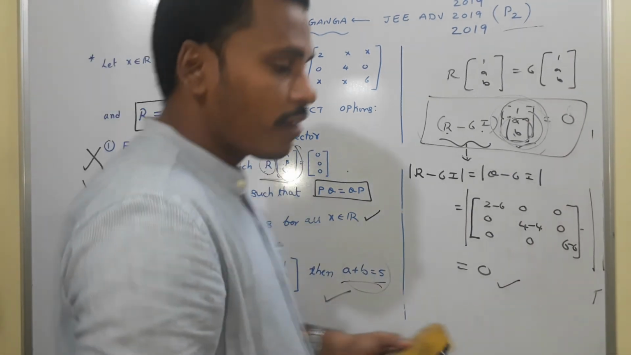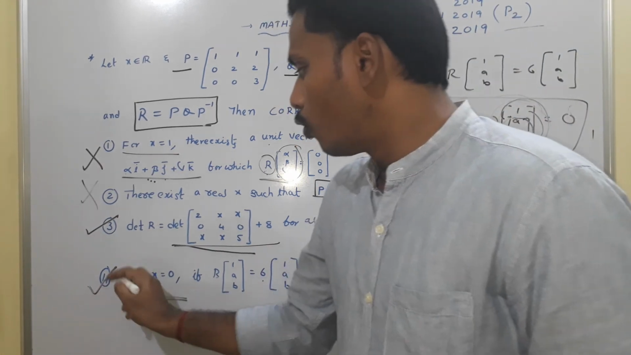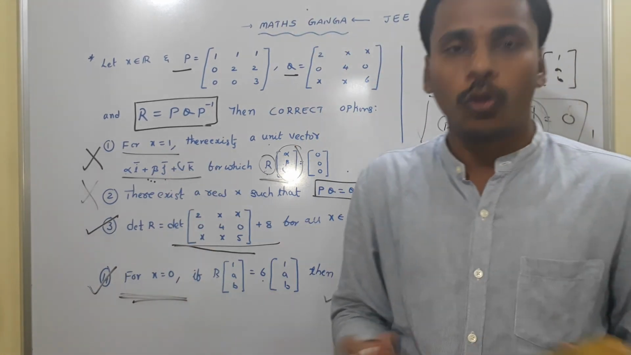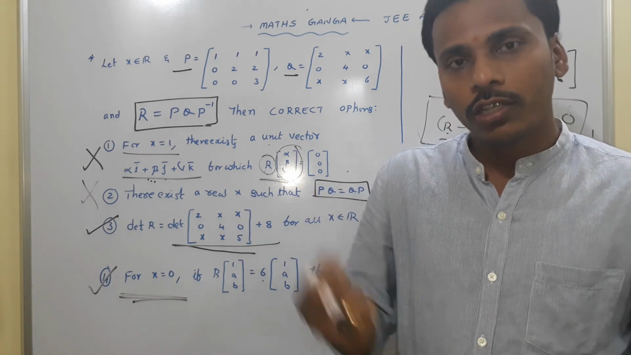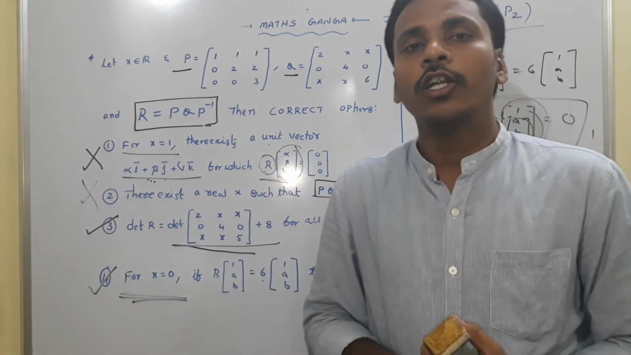So, finally, for this problem, the correct options are 3 as well as 4, and the wrong options are 1 and 2. So, if you go with the logic, the problem is again a simple problem asked in Advanced 2019.